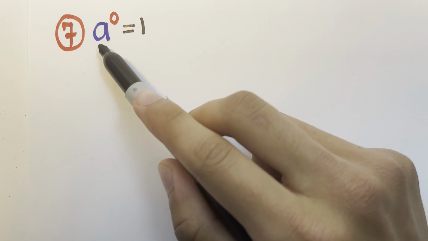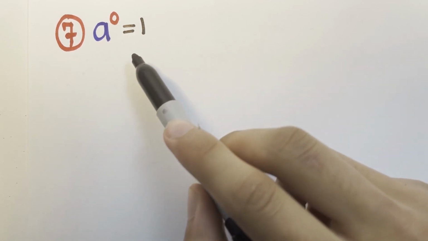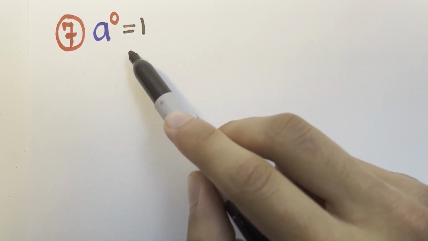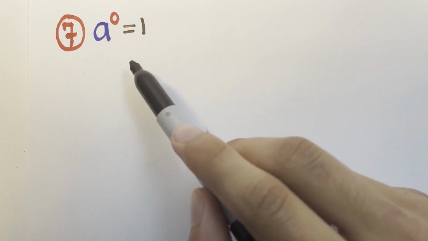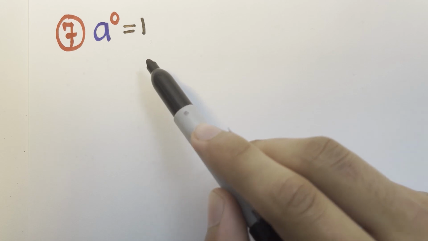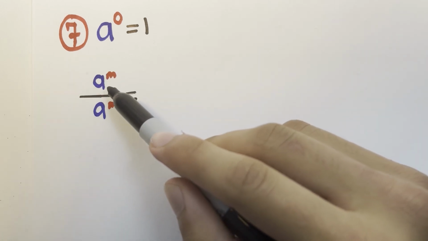The next rule states that a raised to the power of 0 is equal to 1. This is one which might seem a bit counterintuitive and a bit weird at first. However, when you look at the different ways you can rearrange powers, it might make a bit of sense. Let's start off with something which should make complete sense.